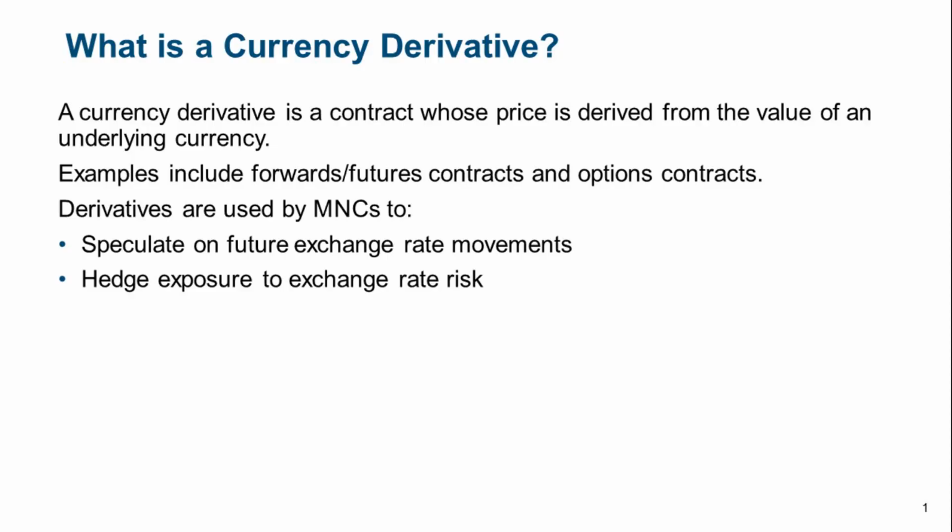Multinational corporations use these instruments for two main purposes. First, to speculate, essentially betting on where the exchange rates are likely to go next. Second, as a hedge, which means protecting themselves from potential losses if exchange rates move against them.